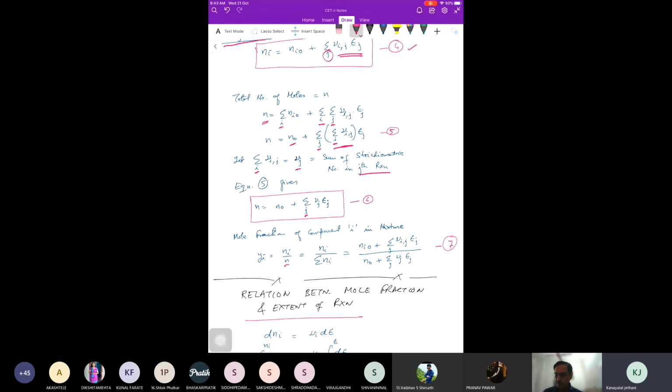So we can find out the mole fraction of any component, reactant or product, in the mixture if we know epsilon for each reaction. Reaction 1, reaction 2, reaction 3, however many reactions there are, the epsilon for each will be available, initial moles will be available, and stoichiometric coefficients will be available, so we can find out the mole fraction of each component in the mixture. Okay? Any questions on equation 7? If there are no questions, then we'll solve one problem which will apply this derivation. Let's see.